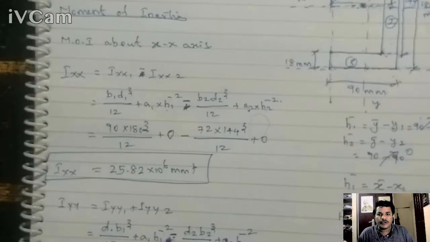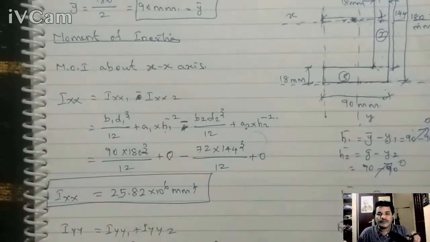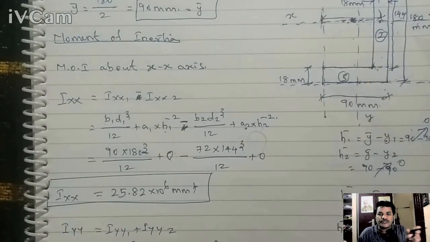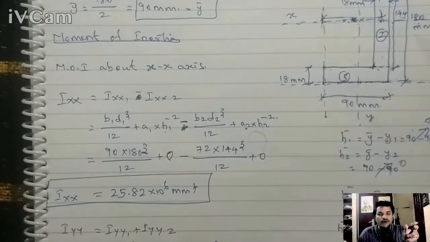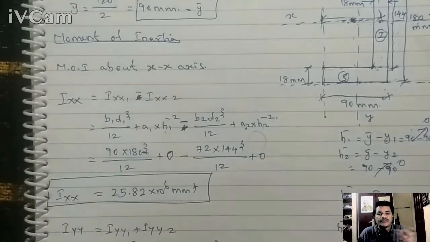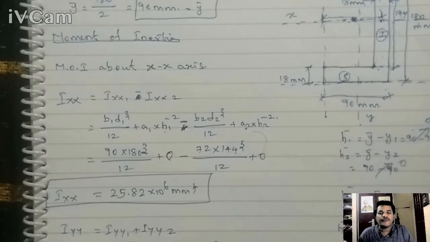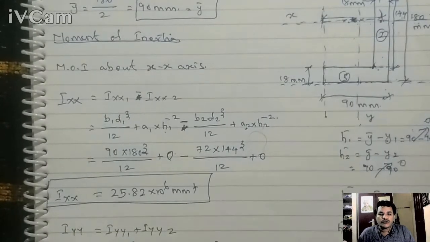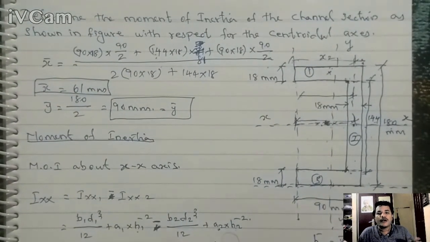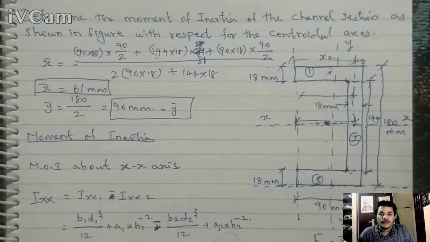You can use the outer dimension as a big rectangle and the two inner dimensions. In an I section there are two small boxes available, so you can consider them as two small boxes and subtract these two small rectangles from the big rectangle. In the next video presentation we are going to discuss the moment of inertia of an I section. Thank you all, thanks for your attention.